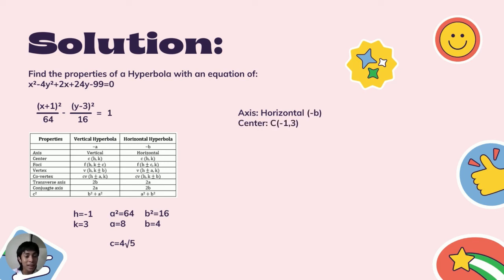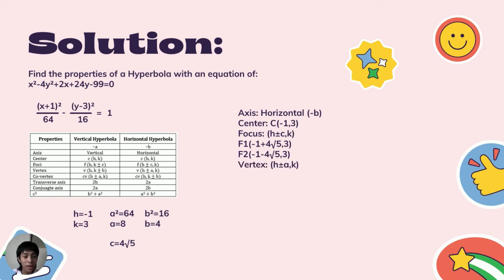The center is negative 1, 3 because the value of h is negative 1 and the value of k is 3. Now, to find the foci, we have to use the h value, the c value, and also the k. The first focus is negative 1 plus 4 square root of 5, 3. And the second focus is negative 1 minus 4 square root of 5, 3. So these are the two foci.